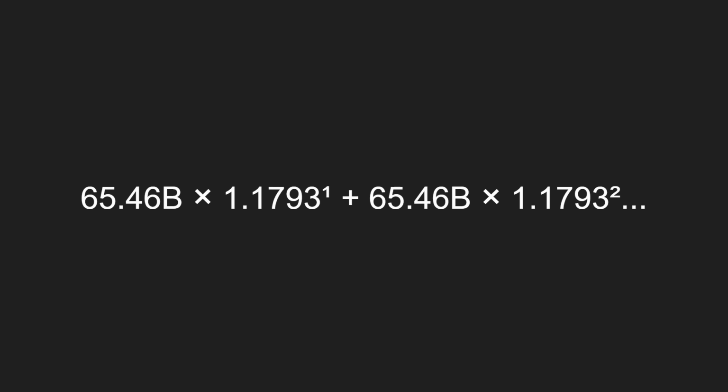And then take that to the power of 1 to adjust it for compounding. So since this is the first year, it hasn't had the time to compound yet, so it's just one. The following year it's going to be 65.46 billion times 1.1793 to the power of 2 for the second year, and so on and so forth.